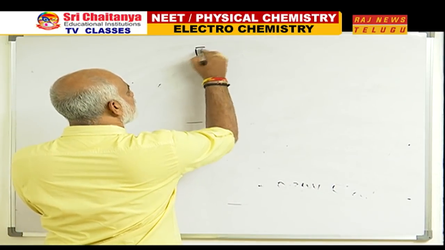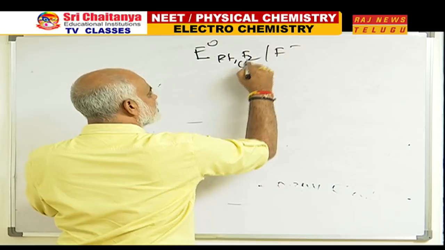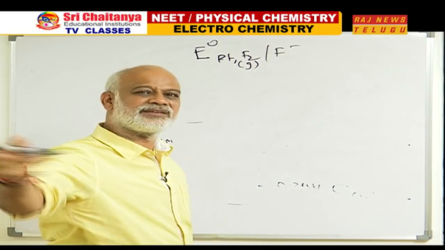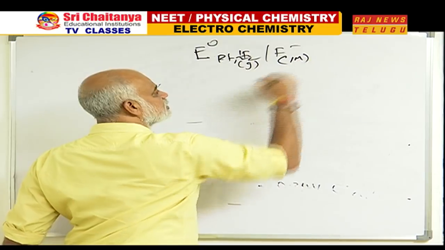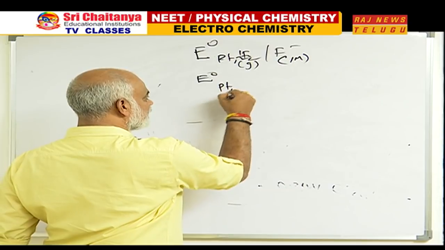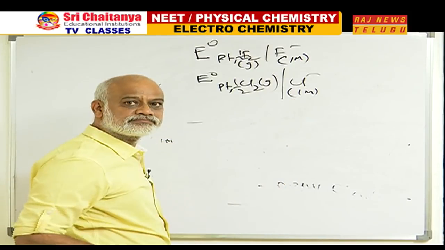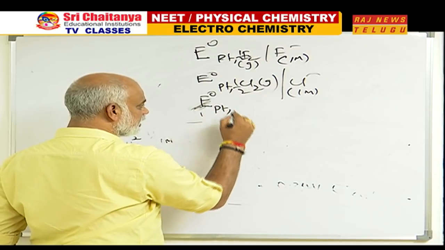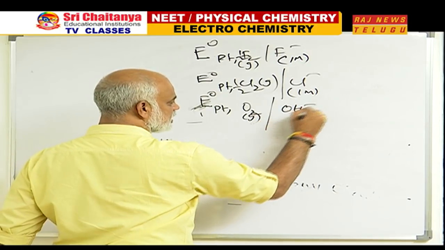So, E0, Pt, F2, F minus. From now onwards, please excuse me, I may not write that gas or something. When I write platinum, gas will be there. When I don't write anything, it should be taken as 1 molar, half. So this is, let us say, E0, Pt, Cl2 gas, half Cl2, Cl minus 1 molar. Then E0, Pt, O2 gas, OH minus 1 molar.